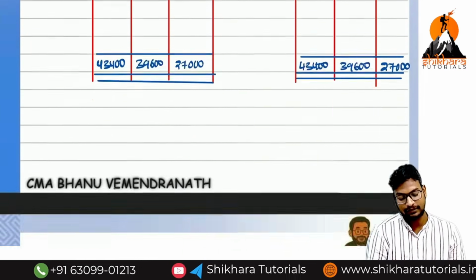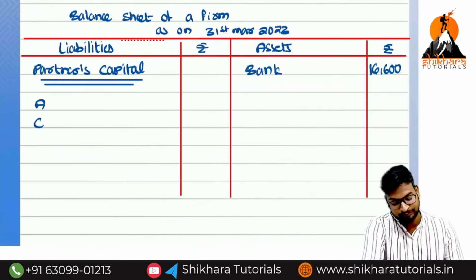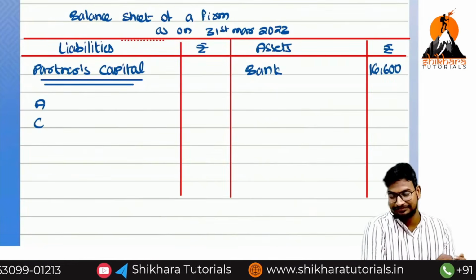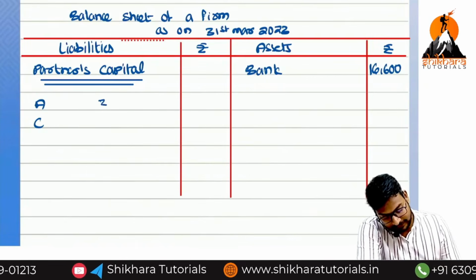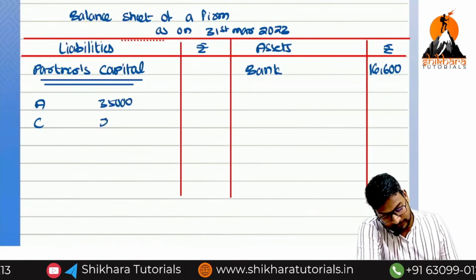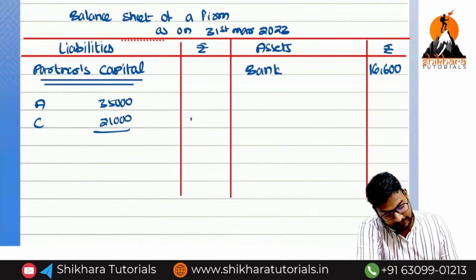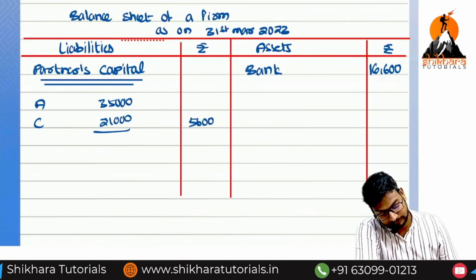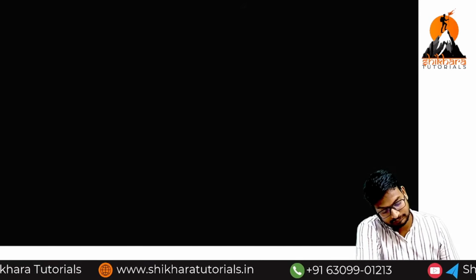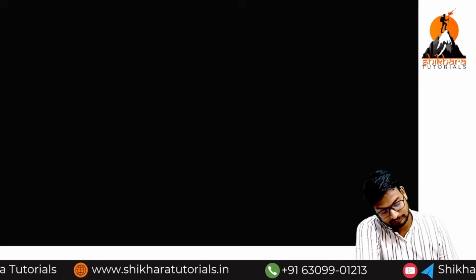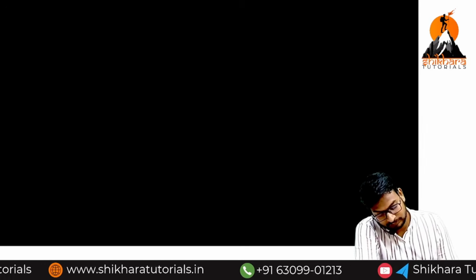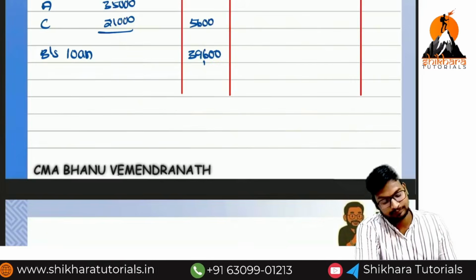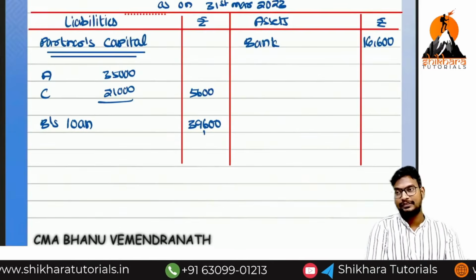35,000. 21,000. 35,000. 51,000. 56,000. So next B's loan. How much, Amma? 39,000. Write the remaining values as it is.